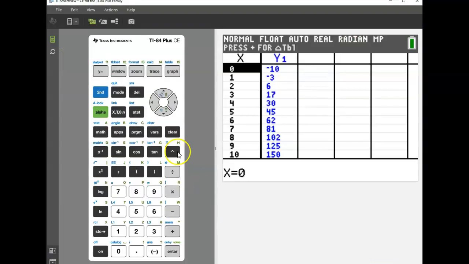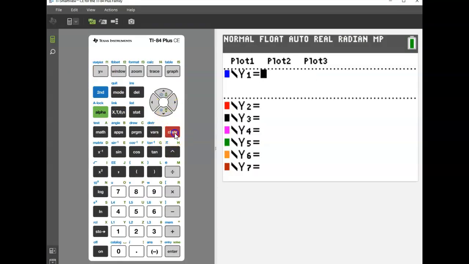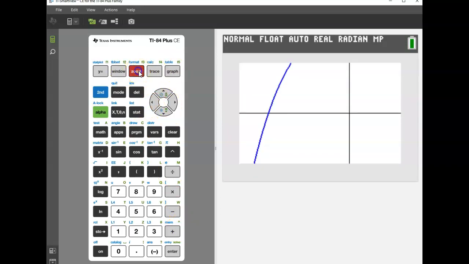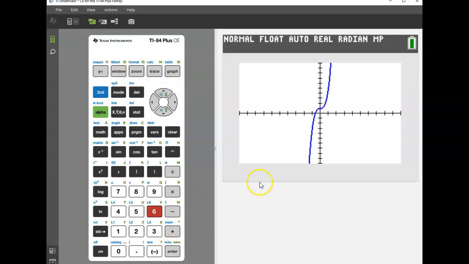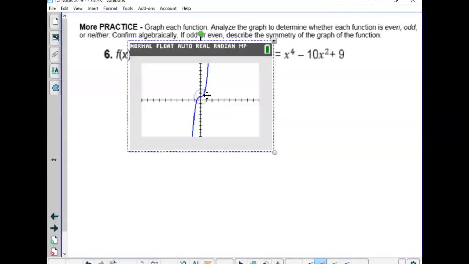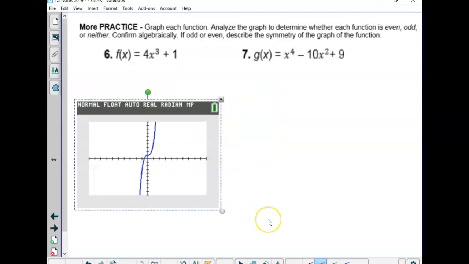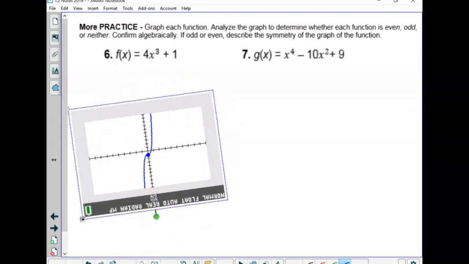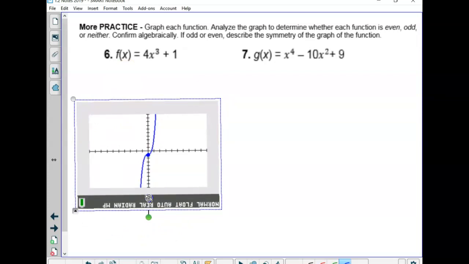Okay, so the first one is 4x cubed plus 1. Is that what it was, guys? Oops, plus. I typed minus. Okay, so here's, let's try a zoom standard. Okay, that's what I got. What are you thinking? Any symmetry? Origin? Okay, right now it's crossing up here, right? At 1. Look at my handy dandy picture. If I turn it 180, is it the same? No.